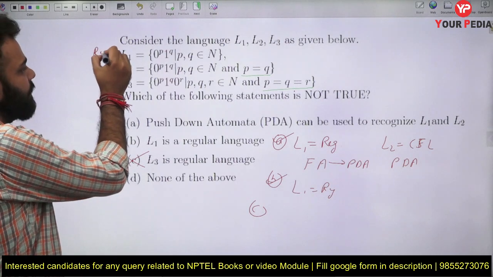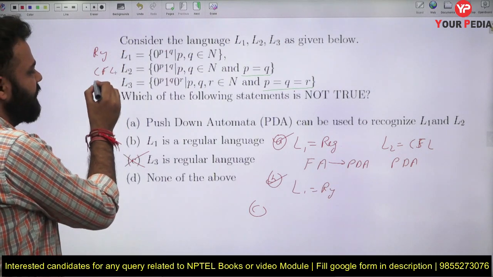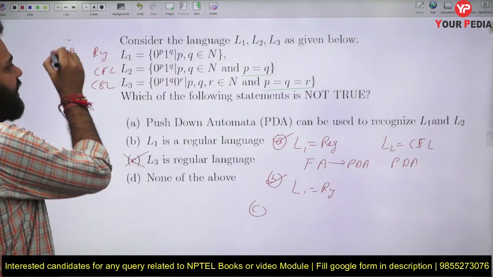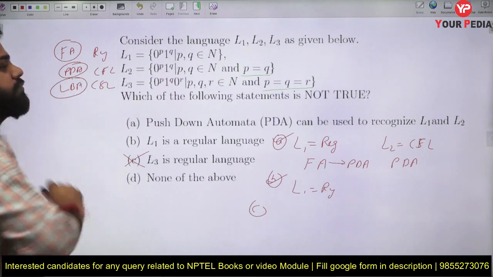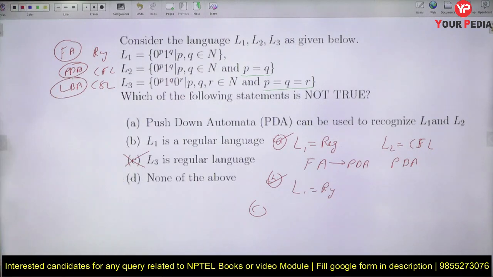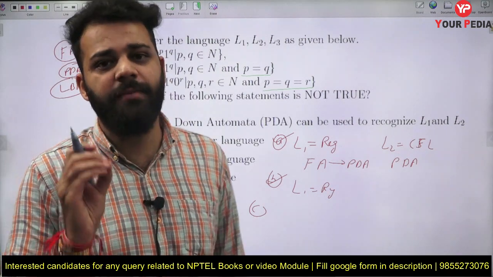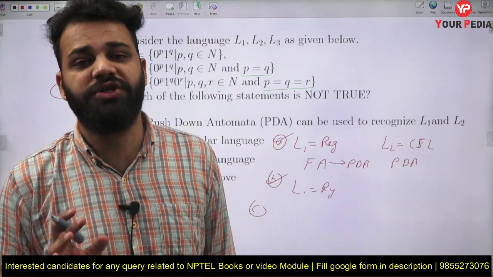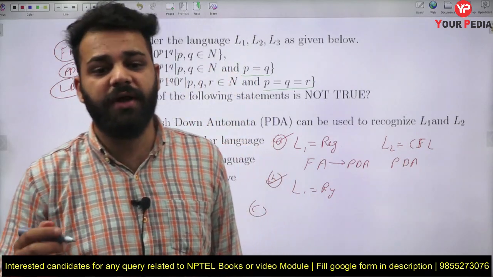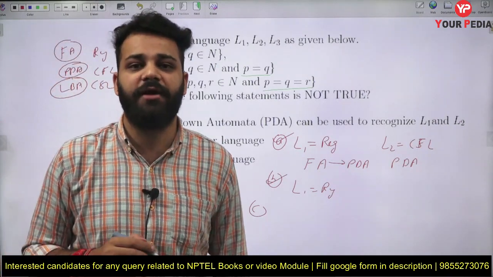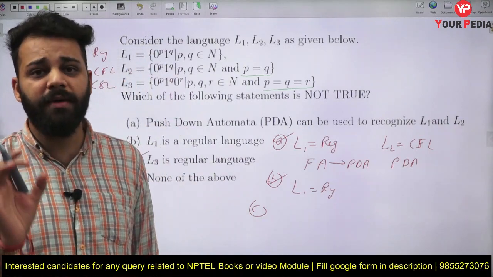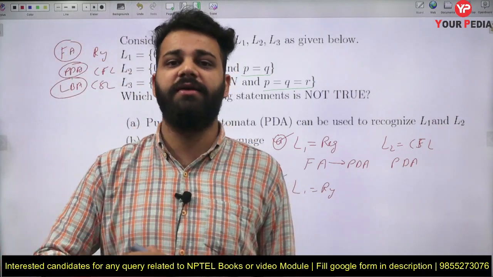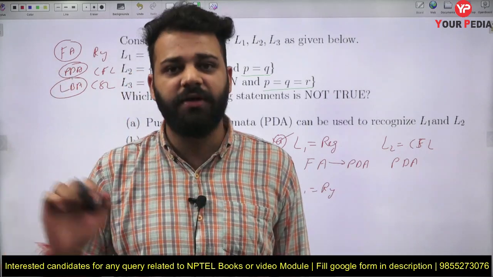L1 was regular, this is CFL and this is CSL. It was done using finite automata, it was done using PDA, and it was done using linear bound automata. You can practice this yourself also and try to remember Chomsky hierarchy. It is very important. If there is a question regarding type of language, or you can say type of machine that will accept that language, Chomsky hierarchy is the only way to do that. So you need to remember and understand how Chomsky hierarchy works and what are the powers of the machines that we have studied.